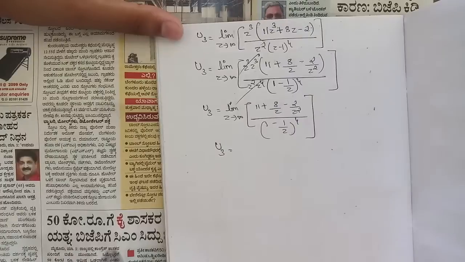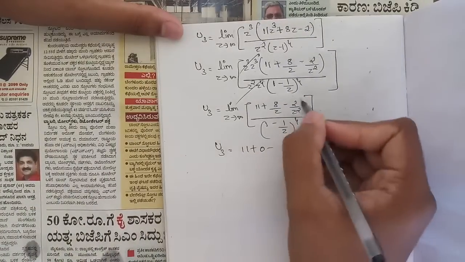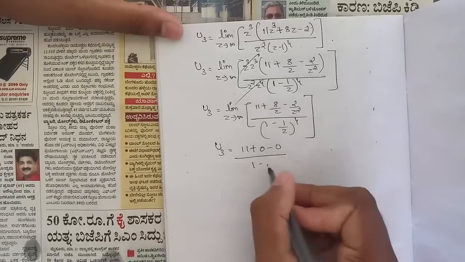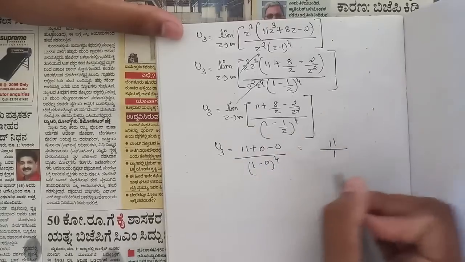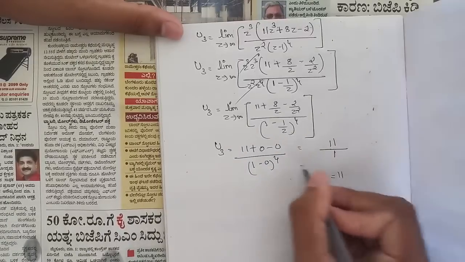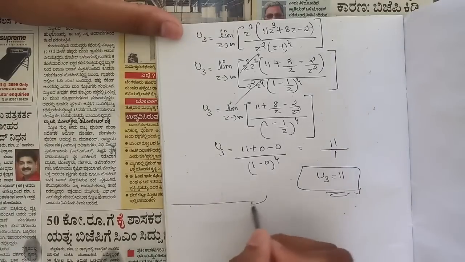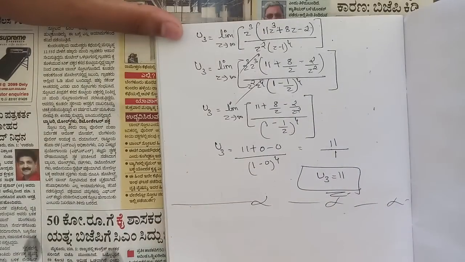That is 11 plus 8 by infinity is 0 minus, again this 2 by infinity square becomes 0, divided by 1 minus 0 to the power 4. So 11 divided by 1. So the value of u3 which we got is 11. Okay, so now we have found the values for u1, u2 and u3. The value of u1 is 0, u2 is 2 and u3 is 11.